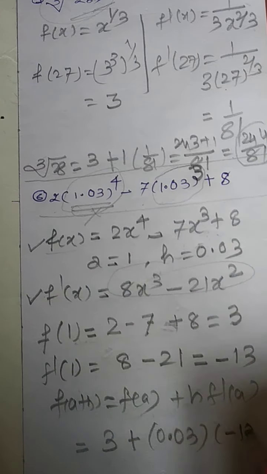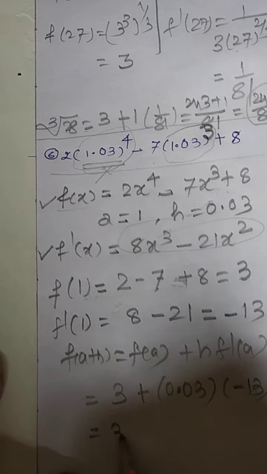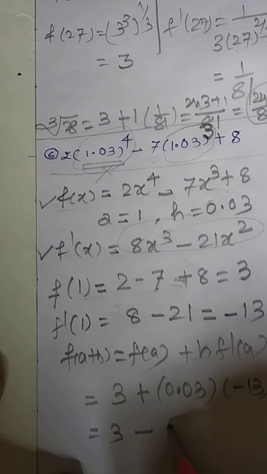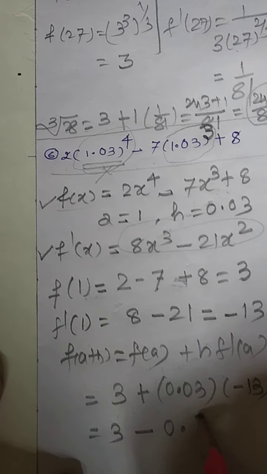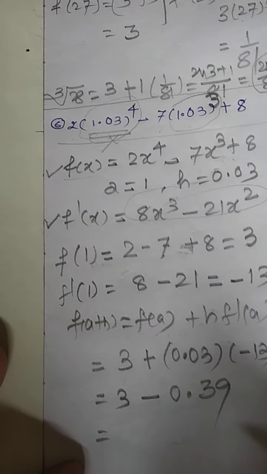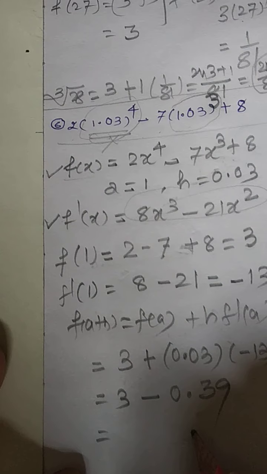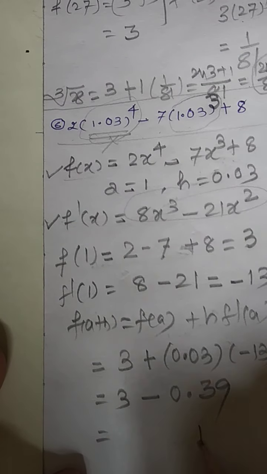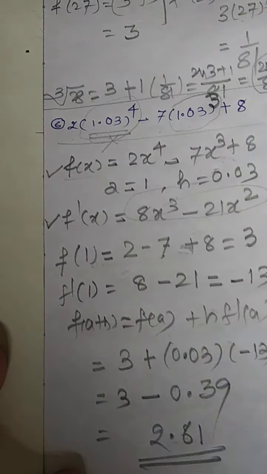Over here it is minus 13. So it will be 3 as it is. If this multiplication is there, 0.39, and final answer will be subtraction of this. So it will be 9, and 1 is carried over here, it will be 6.2. So the answer is 2.61.